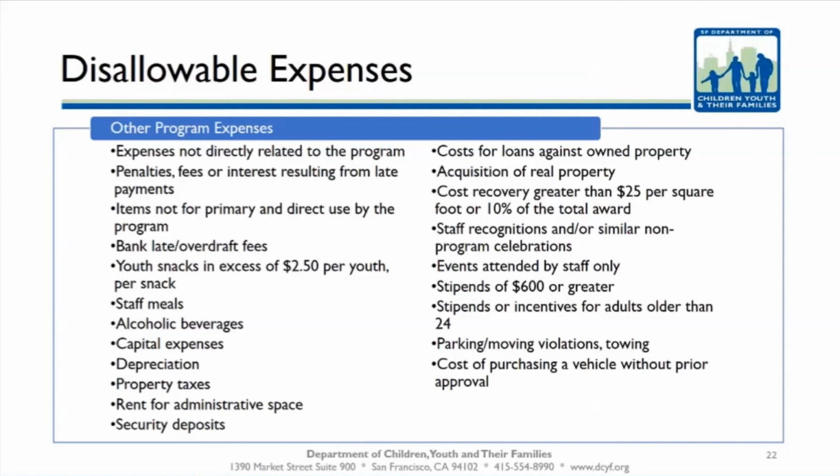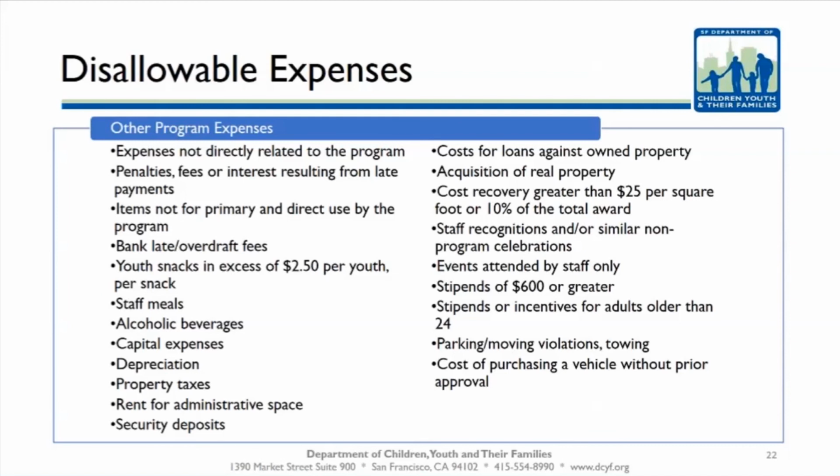Staff recognitions or non-programmatic celebrations are not allowed. Events that are attended by staff only. Stipends greater than $600. Again, you can pay stipends, but you can't pay a stipend that's greater than $600. If you do have a situation where you have a young person who is providing service to the agency, but will be paid more than that, we expect that young person to be paid as youth staff and to be receiving a salary, not a lump stipend.